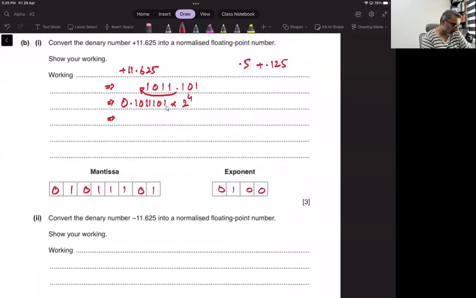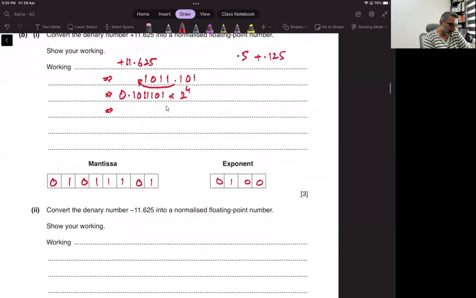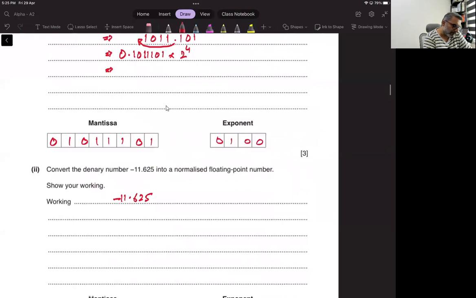Now, convert the denary minus 11.625. So if it is minus, first we will solve plus 11.625. The answer will be 0, 1, 0, 1, 1, 1, 0, 1, 0, 1, 0, 0. To have it in the negative form, we keep the exponent same, 0, 1, 0, 0. And in the mantissa, from the right, up to the first one we keep it same, and then we convert all of the other bits. So this is the negative format.